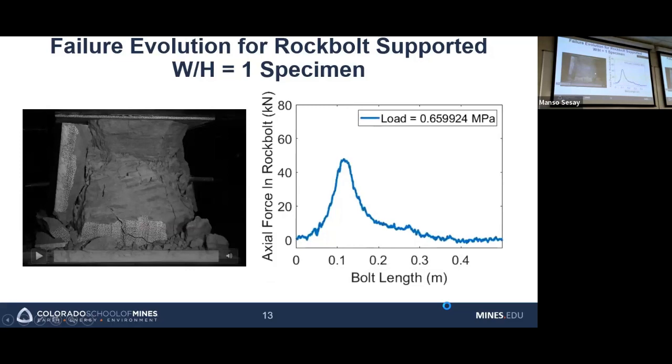So from this type of understanding, we can understand the micro mechanics behind the working principle of this dotted rock bolt under monotonic loading condition of these pillars.